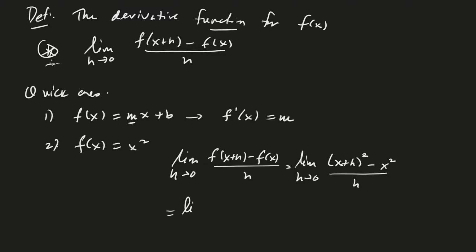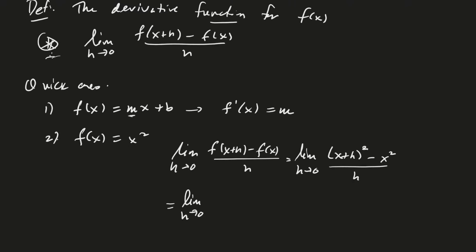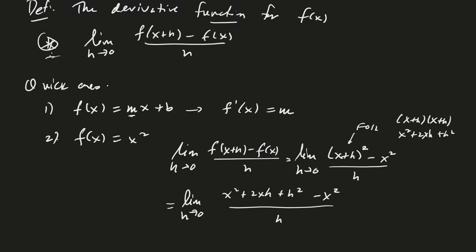And now we just continue on our computation. So go ahead and expand x plus h squared. Remember to FOIL this out. So that's x plus h times x plus h, right? So that's going to be x squared plus 2xh plus h squared minus x squared divided by h. Good. And now we're ready for our simplification. The x squareds cancel. We have a common h term that we can factor out, and that will be nice because we'll be able to cancel it.